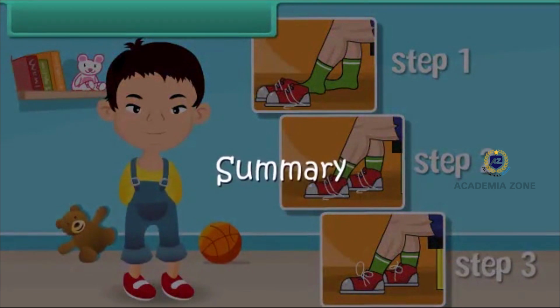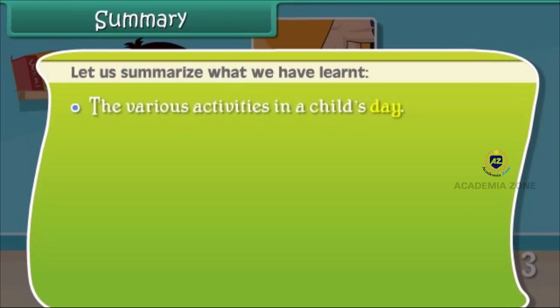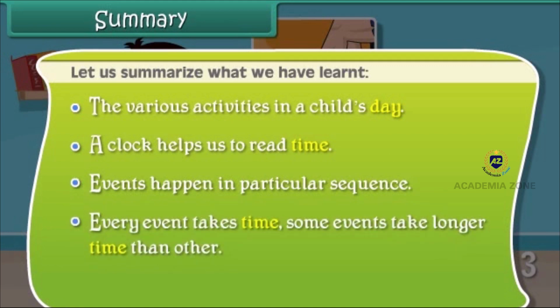Summary. Let us summarize what we have learned. The various activities in a child's day. A clock helps us to read time. Events happen in a particular sequence. Every event takes time. Some events take longer time than the others.